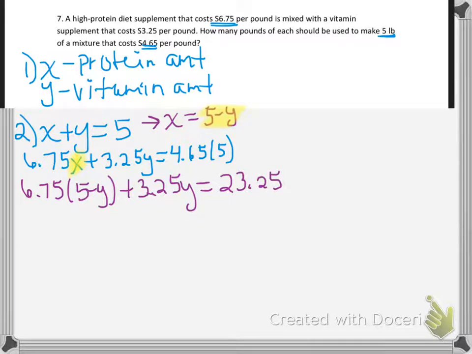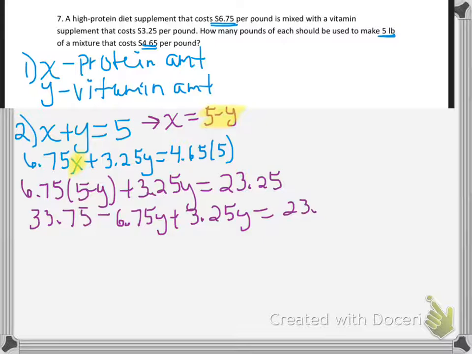Okay. Distribute 6.75. You get 33.75 minus 6.75y. And then I still have the plus 3.25y. And I still have the equals 23.25. Okay, so that didn't change. Combine your y's, and that becomes negative 3.5y. And then move the 33.75 to the other side.